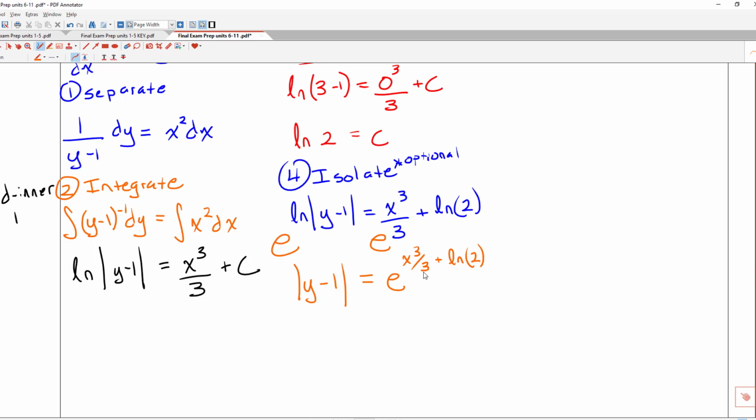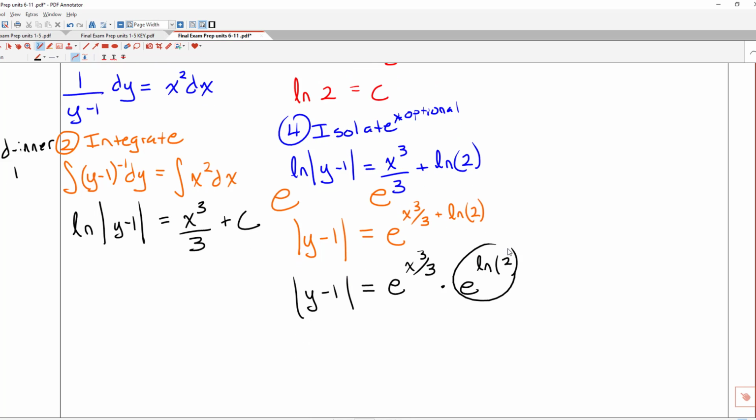So the next step that you can do here is to separate this into two pieces. On the left-hand side, I'm not going to change it. I could, but I don't want to do too many steps at once for this video. This is now e to the power of x to the power of 3 divided by 3 times e to the power of natural log of 2. And the left-hand side is still y minus 1 with absolute values.